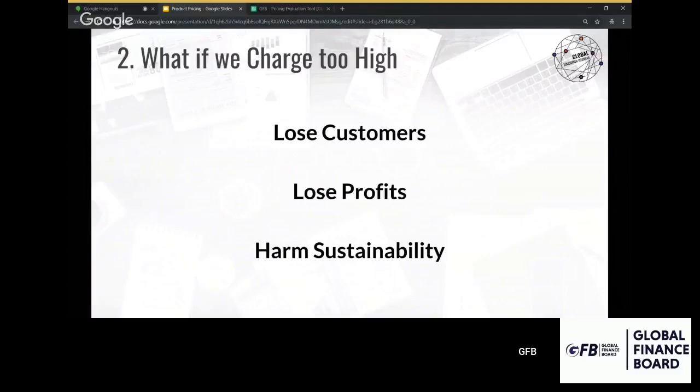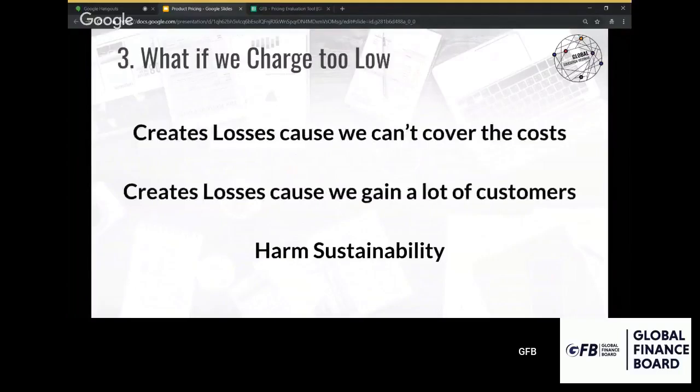Now, what if we charge too low? If we charge too low, we create losses because we cannot cover the cost. We also create losses even as we gain a lot of customers, because if we cannot cover the cost, that means we are having losses per exchange that we are doing. That means we are creating more losses every time we gain more customers. And this would eventually harm our sustainability.